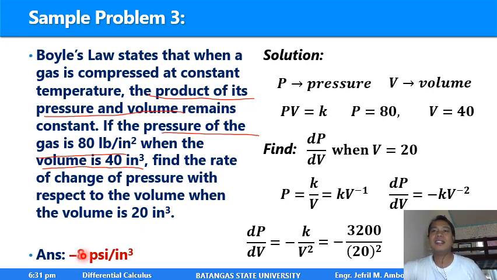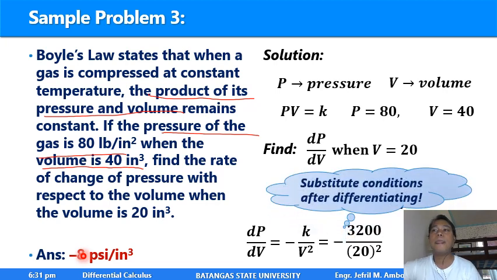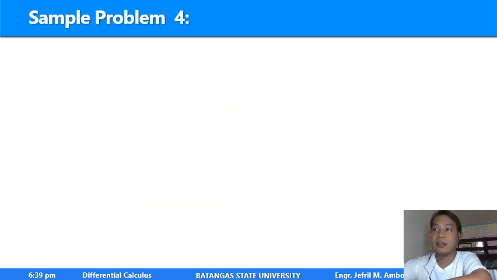Okay? So that's it. So reminder ha, pag nagsosolve ng rate problem or instantaneous rate of change, kinakailangan kunin muna natin ang derivative bago tayo substitute the conditions. So substitute the conditions after differentiating. Okay? So we can now proceed to the next example, which is problem number 4. Still, this is about instantaneous rate of change. Now, let us have the problem.